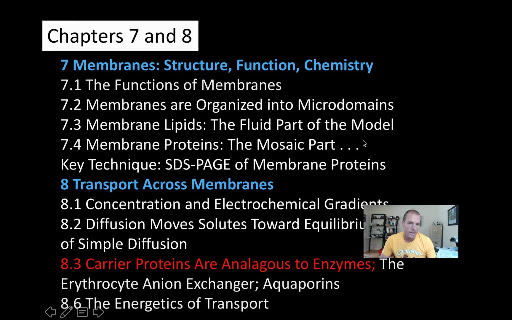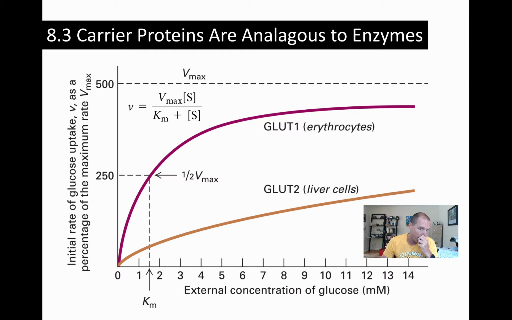Welcome back, folks. What I look at in this video is some kinetics of carrier proteins, and I want to show you that the kinetics you see in carrier proteins are somewhat analogous to the kinetics we saw for enzymes. So let's take a look at this graph here of two carrier proteins, the GLUT1 transporter for glucose in erythrocytes and the GLUT2 transporter for glucose in the liver cells. So we'll come back to the graph in a moment.